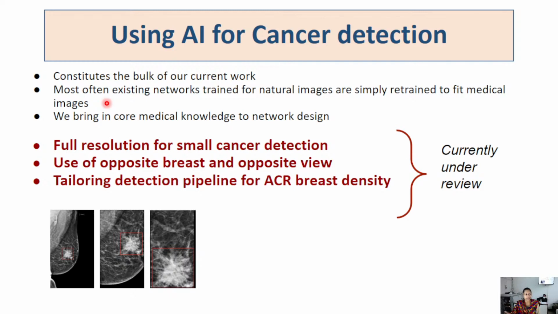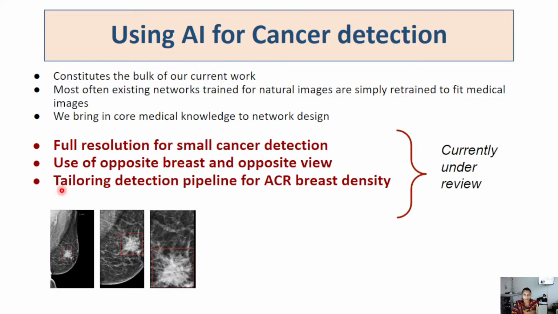While the West has focused on how to reduce the workload in screening mammography, we have focused on building mammographic principles into network design. For example, there is one network which uses full resolution images. We've seen that it helps in detecting small cancers particularly well. We've shown that the use of the opposite breast and opposite view significantly increases our detection of cancer.